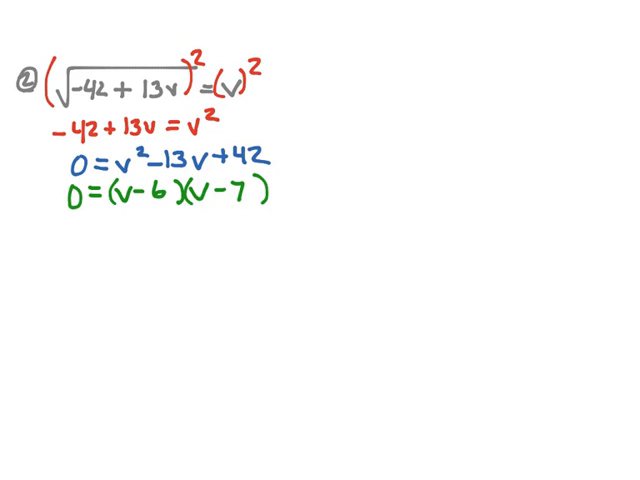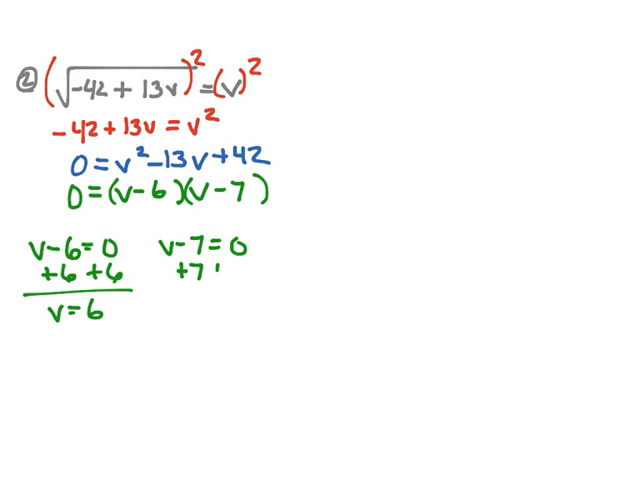Alright, so now that I have this factored, I'm going to take each one of those factors and set those equal to 0, and we're going to solve this. So we come over here and add 6. So 0 plus 6 is 6. Alright, so that's one possible solution. I'm going to solve this equation over here by adding 7. 0 plus 7 is 7. So these are the two solutions I have.